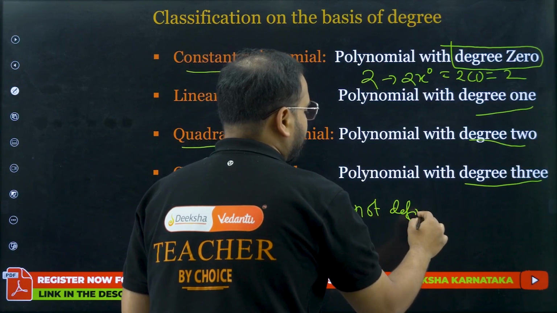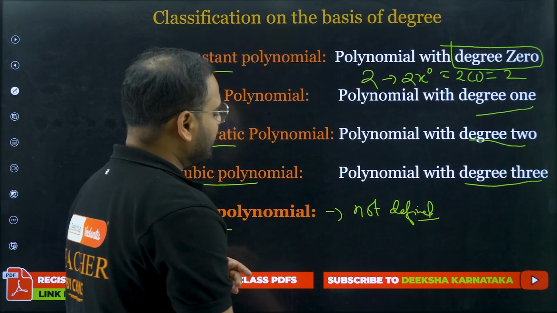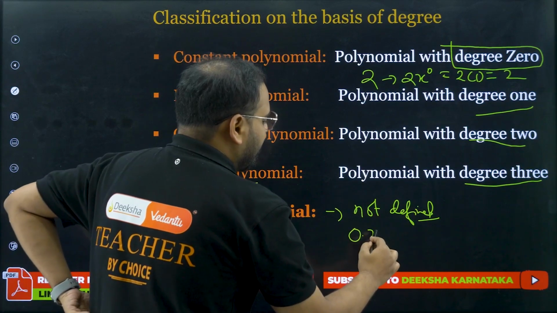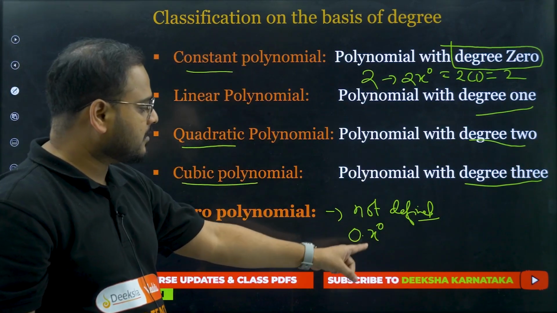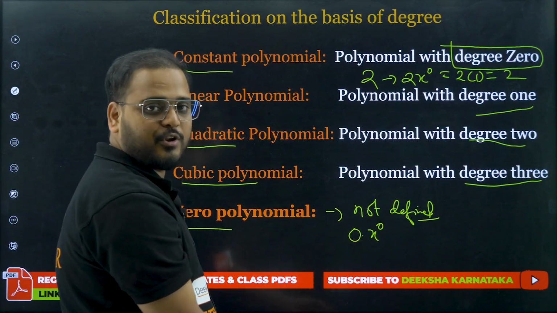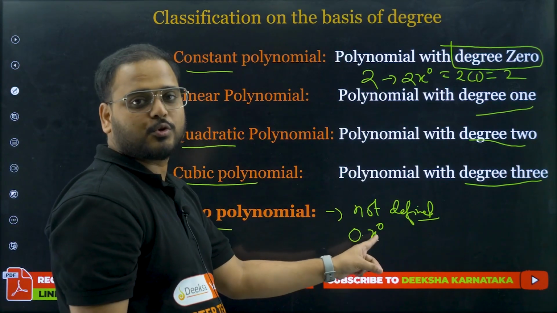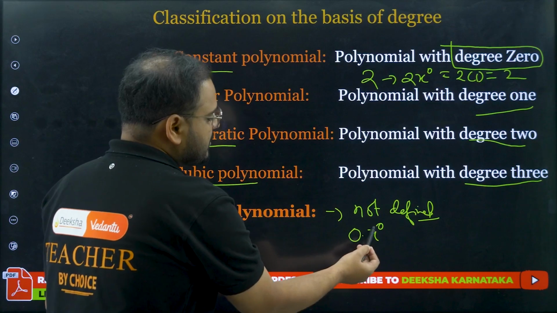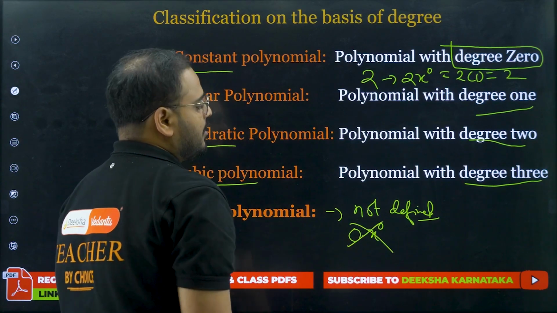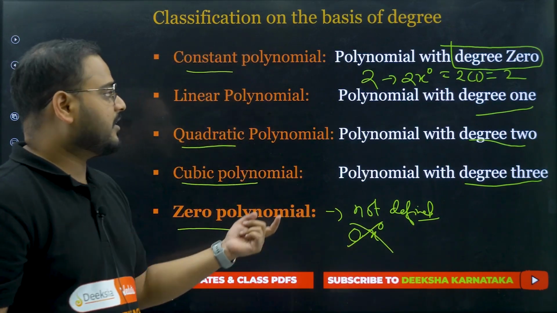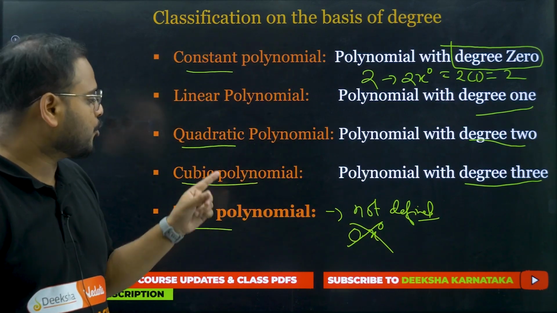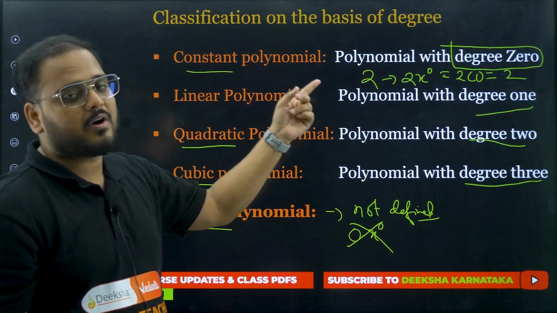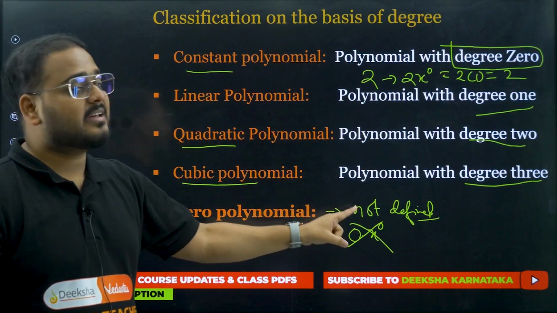Now you might say, sir, why not? I can write 0 as 0 times x power 0, so it should be defined. But what number should this x be? I can write any number for x, 1, 2, 3, anything. So this is not defined. We cannot write it like this. For the zero polynomial, the degree is not defined. For linear, 1; quadratic, 2; cubic, 3; constant, degree 0; but for the zero polynomial, degree is undefined.